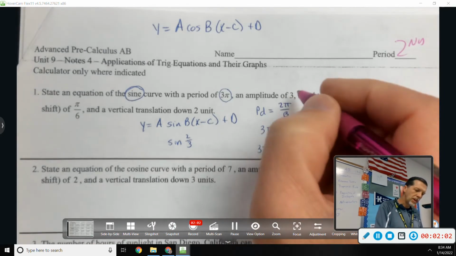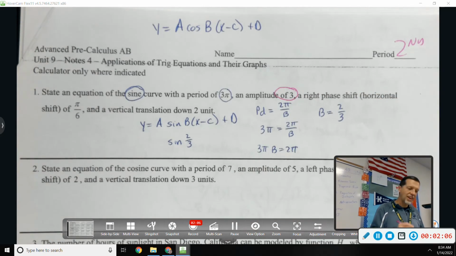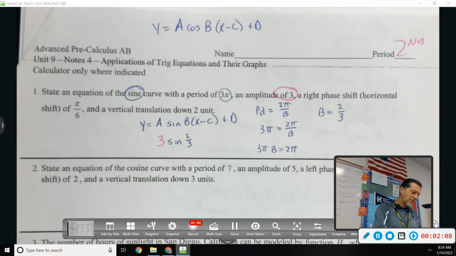Amplitude of 3. There's an easy one. So where does that go? That's A. So we put 3 out front. That's a good question. It would have to say like a flip. We know it's not negative because it doesn't say a flip.